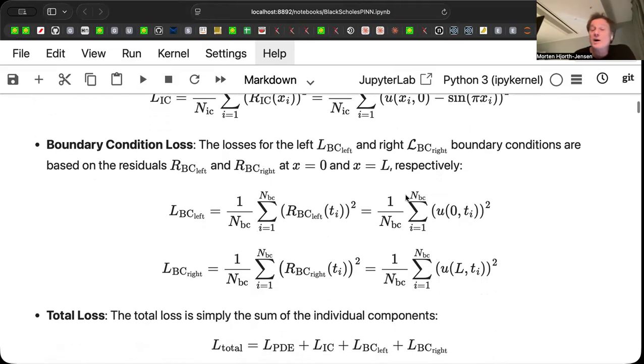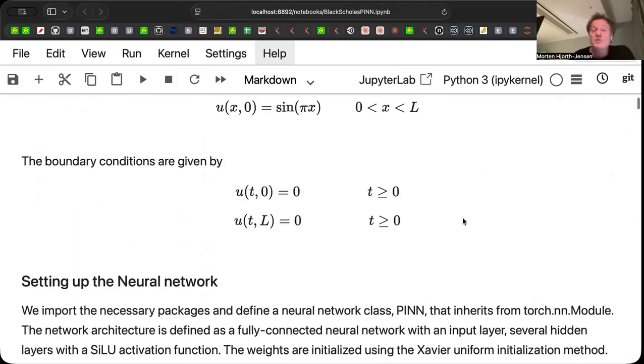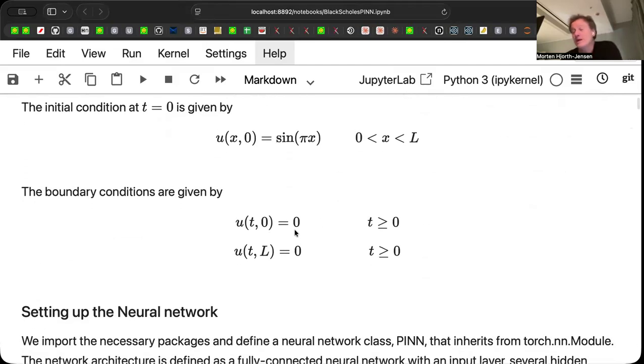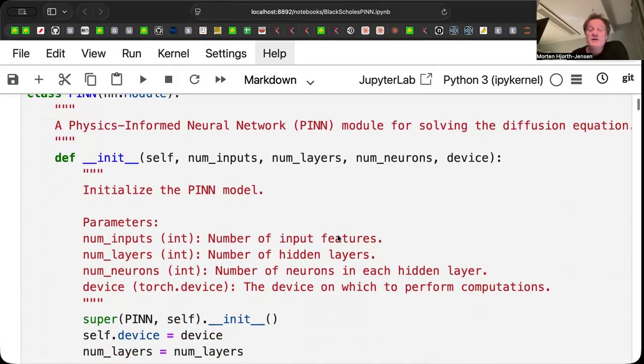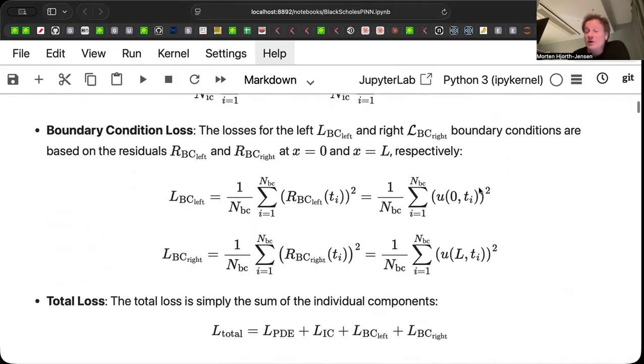And then we also have the boundary conditions. So that means that we have the left boundary condition and we have the right boundary condition. So in our specific case, if we look back at the equation here, the boundary condition is simply set to 0. So that means that we are just squaring the value of the function, as here. In principle, in here you should have had a minus 0, but there's no point in setting up that one. So this would be the left boundary condition, and then we have the right boundary condition.